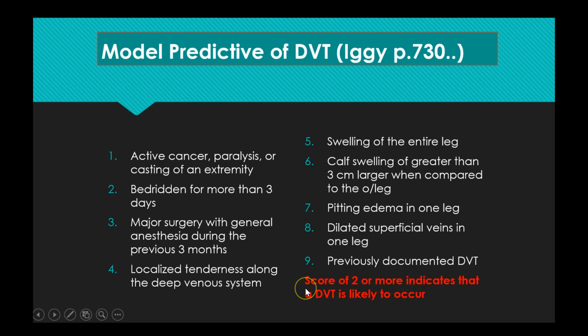So you can look at the criteria and immediately see that if you have active cancer, paralysis, or casting of an extremity, bedridden for more than 3 days, major surgery, etc., then you're likely to get a DVT.